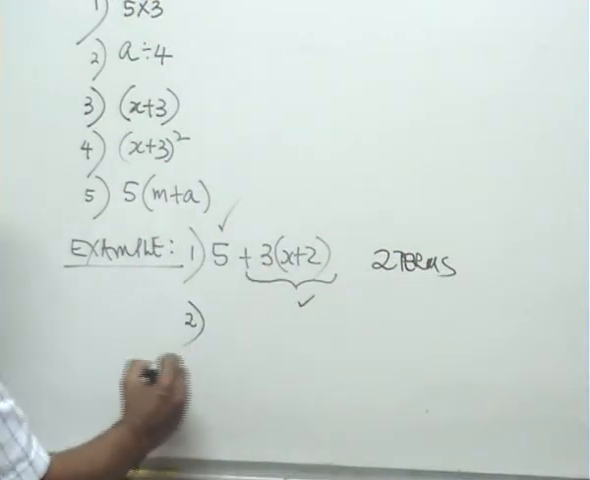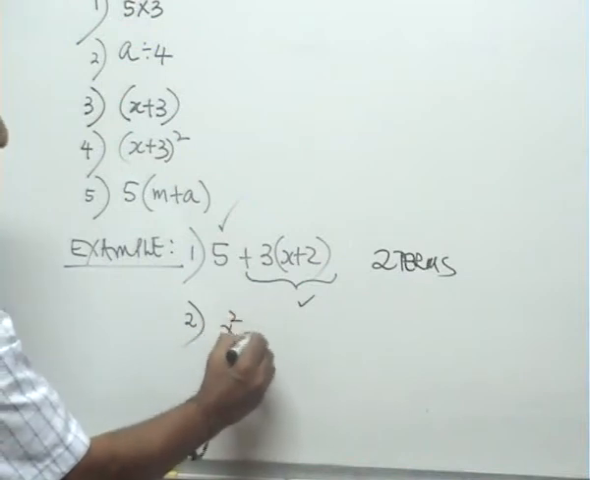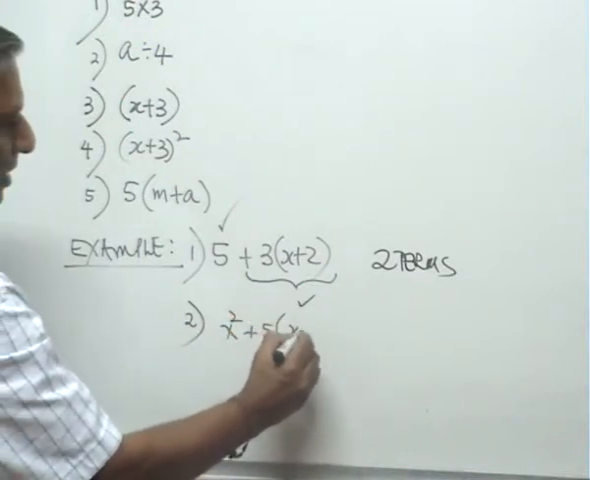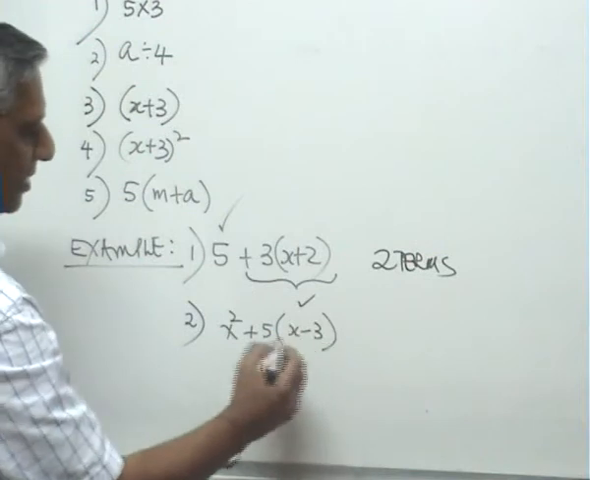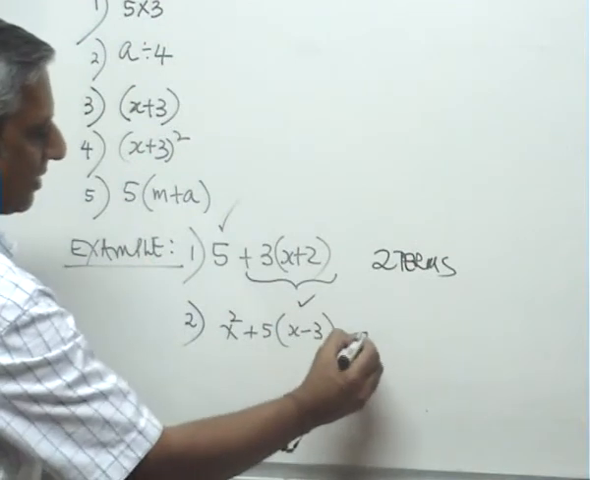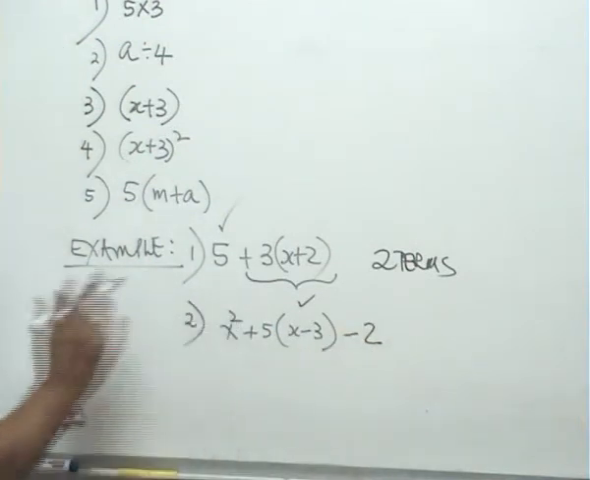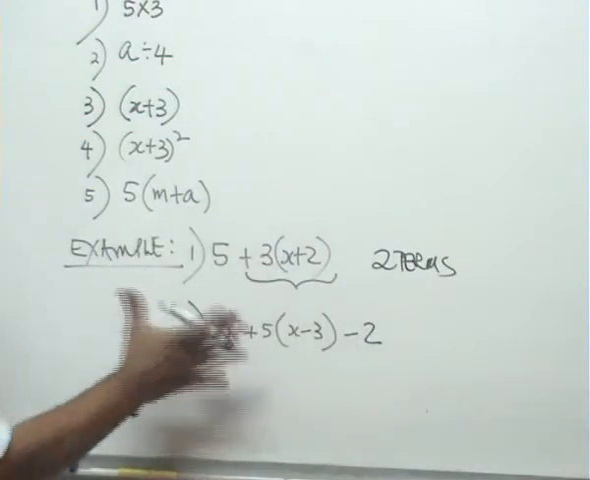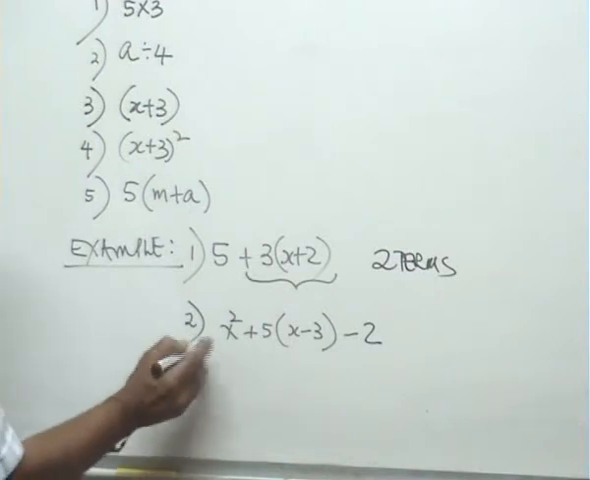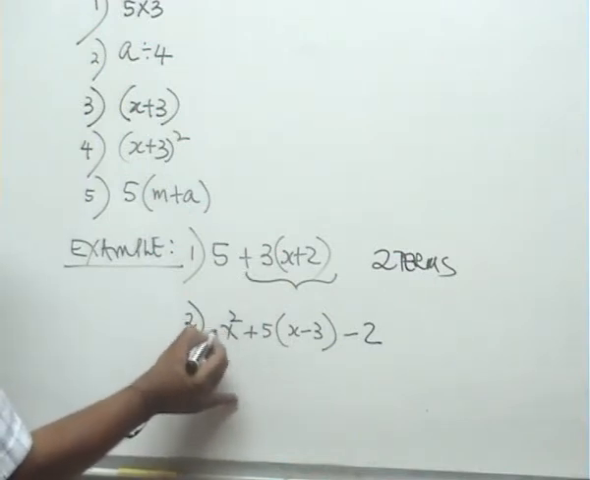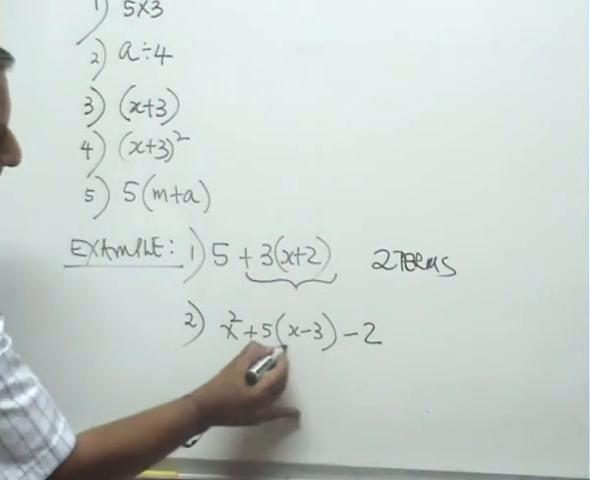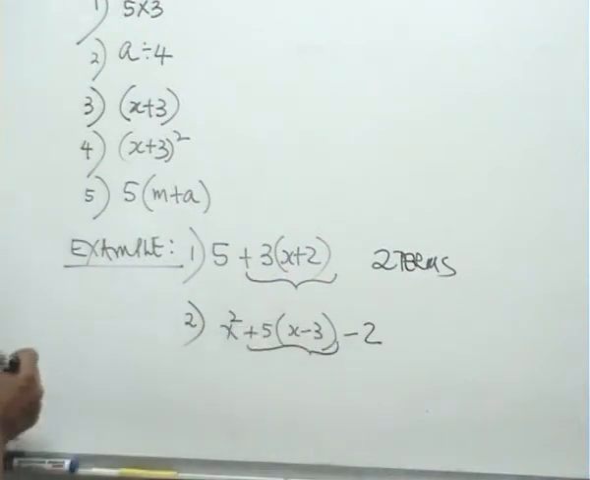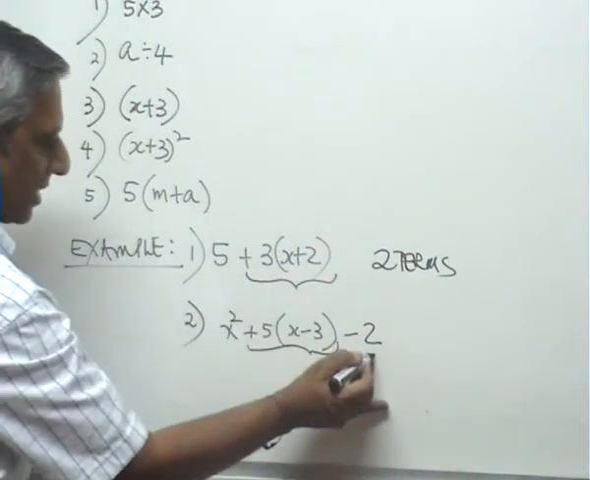If I do another example, suppose I had x squared plus 5 into x minus 3, and I asked you how many terms here? As it stands, just by looking at it, right now there's 3 terms, you see? That's x squared is one term, then from here to this is considered another term, and that's a third term.